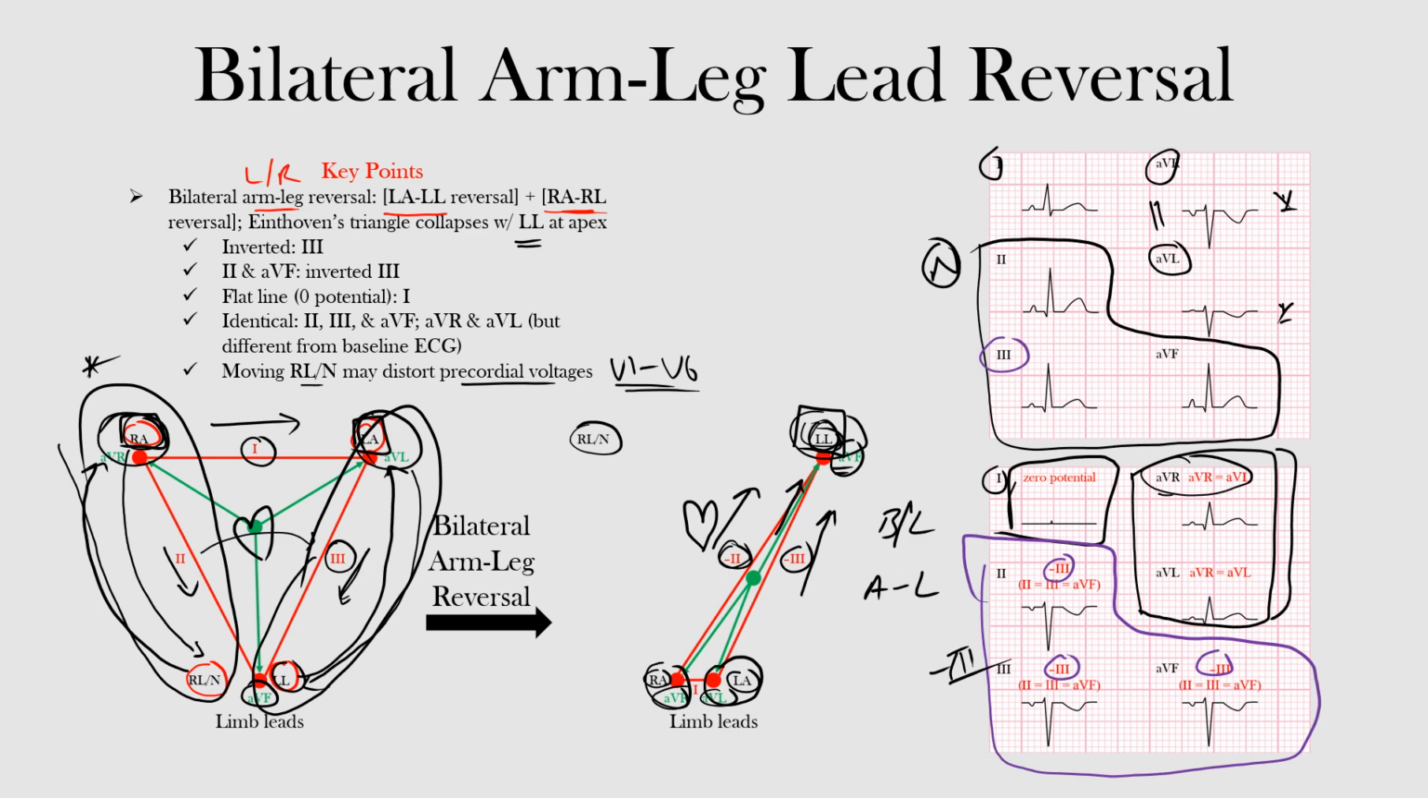And then when we look at the inferior leads, 2, 3, and AVF, they all become that inverted lead 3, and we saw that here. And then we mentioned that lead 1 becomes a 0 potential or a flat line. That's one thing to identify this sort of lead reversal. And remember, the ones that are identical, certainly 2, 3, and AVF, but also AVR and AVL, are identical but different from the baseline EKG. And lastly, don't forget that moving that right leg or neutral electrode can also distort precordial lead voltages.